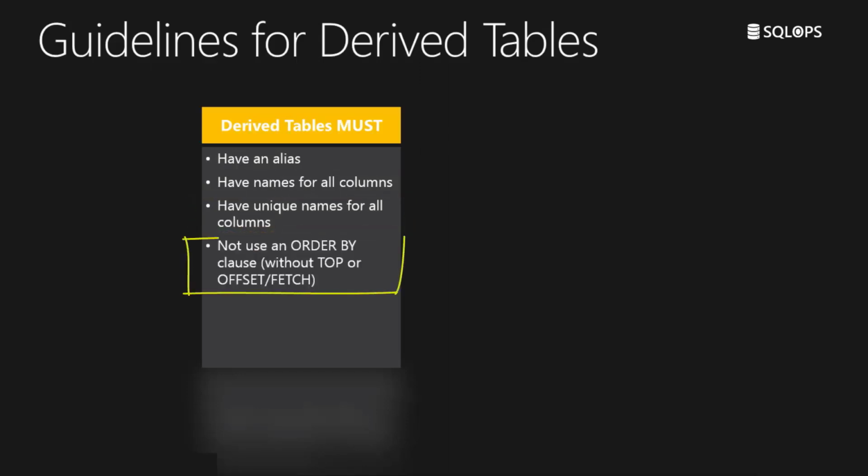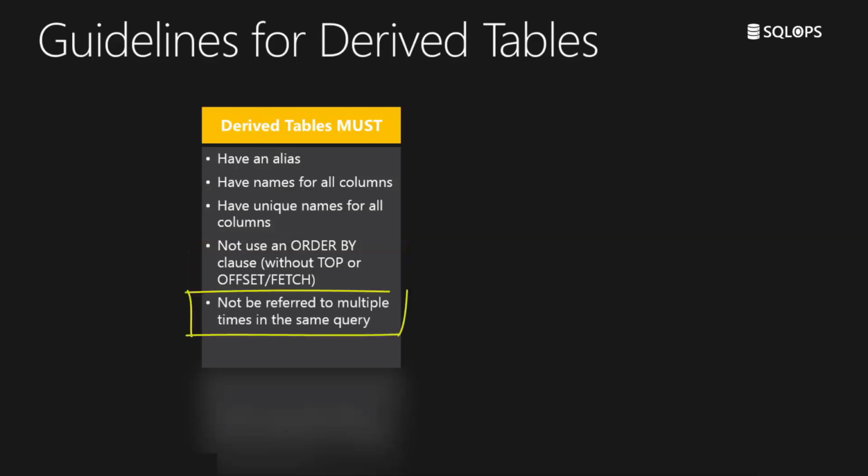And the select statement that defines the derived table expression may not use an order by clause unless it also includes a top operator or offset fetch clause or a for XML clause. As a result, there is no sort order provided by the derived tables, and you need to use the order by clause in the outer query to sort the results. A derived table may not be referred to multiple times within an outer query. If you need to manipulate the same results, you will need to define the derived table expression each time.